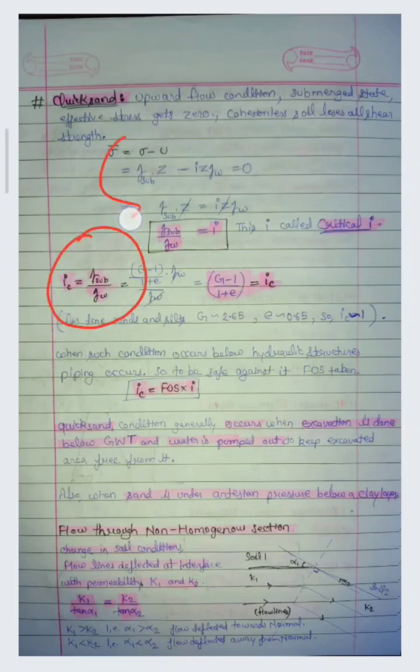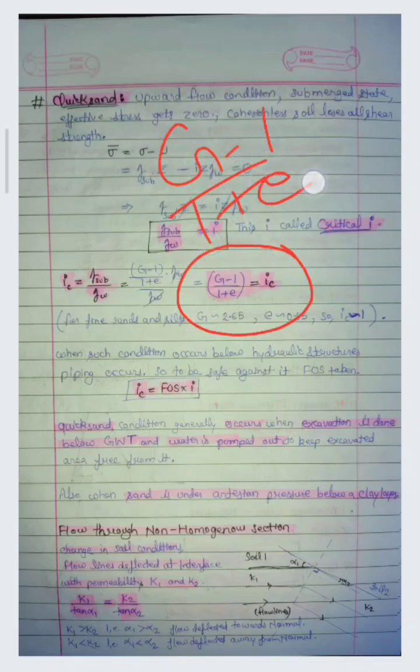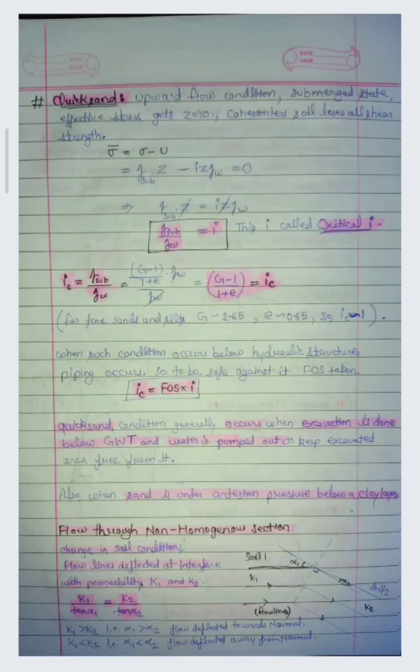Now if we use the formula Se equal to wG and rearrange the terms, we will get another formula, that is Ic is equal to (G minus 1) upon (1 plus e). So (G minus 1) upon (1 plus e) will give us the critical hydraulic gradient for causing the quicksand condition. Now for fine sands and silts, the value of the specific gravity is around 2.65, whereas the value of e, void ratio, is around 0.65 generally. So for fine sands and silts, the critical hydraulic gradient's value will be near about 1.